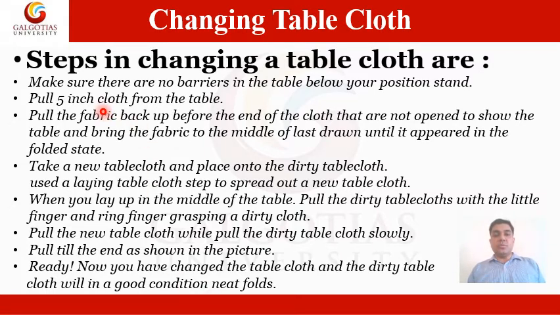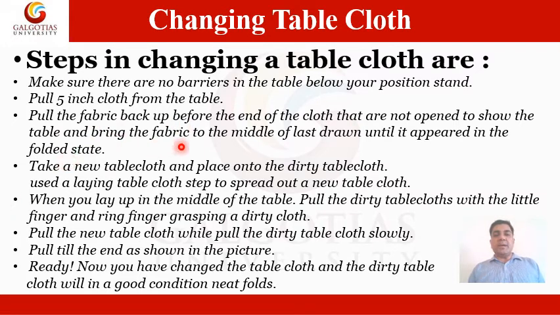We need to make sure that there are no barriers in the table below your position stand. You need to be very sure that your legs or your table are free of any obstacles. Obstacles or barriers can be your chairs, other cloths, other equipment of the F&B. Everything should be cleaned. Pull 5-inch cloth from the table as it was done earlier.